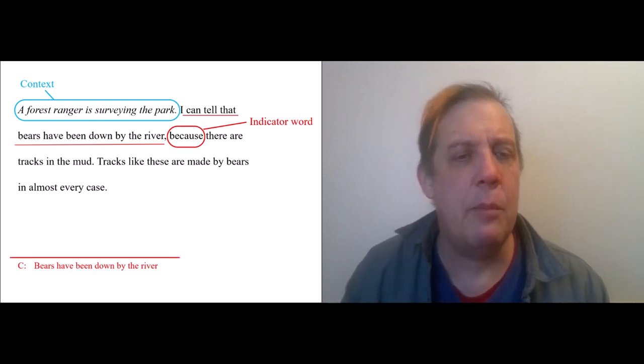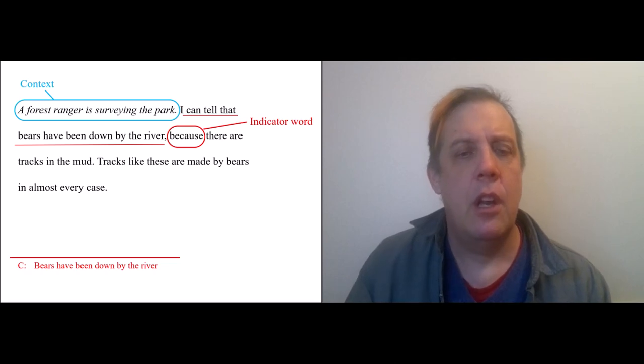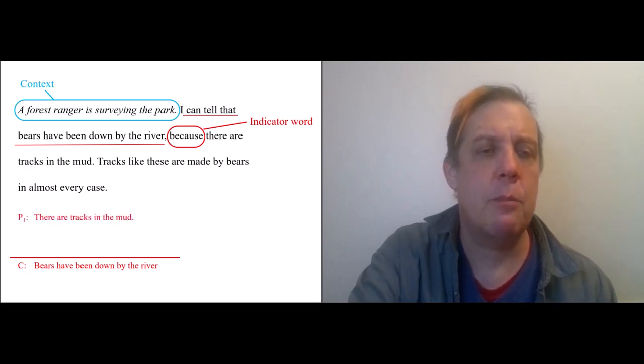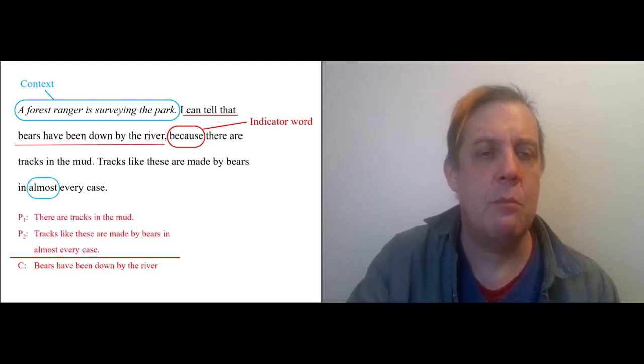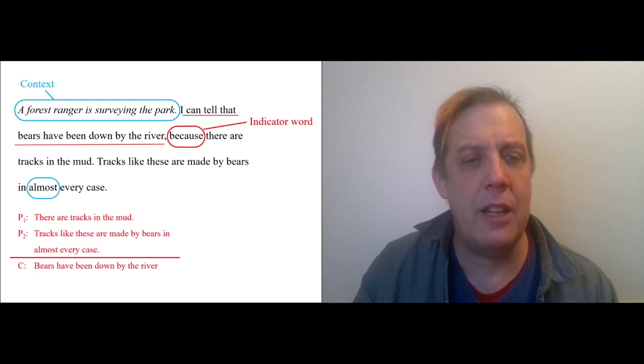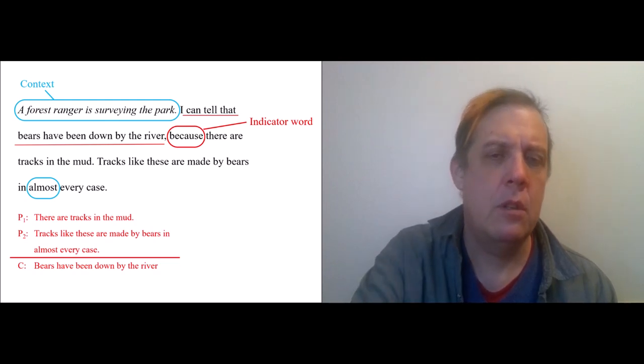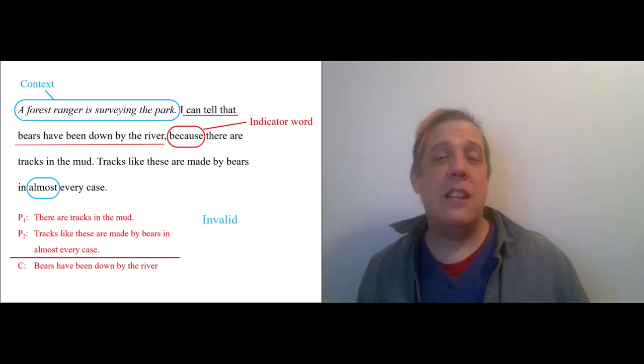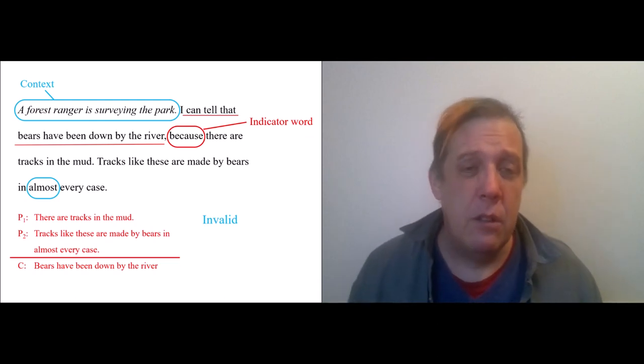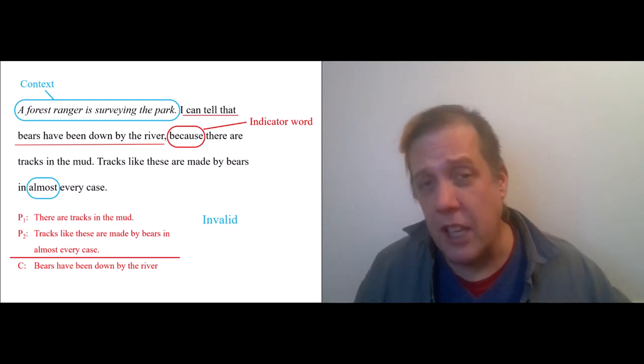We'll draw a line above it. That's our conclusion. And that means that the other two statements are premises. There are tracks in the mud, and tracks like these are made by bears in almost every case. Oh, but wait, there's that word almost. That means this argument is invalid. Nevertheless, it looks like it's a pretty good argument.